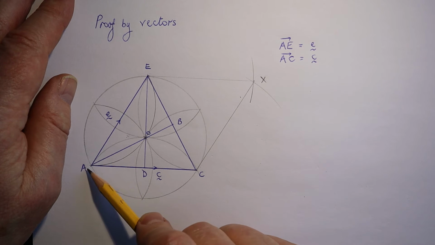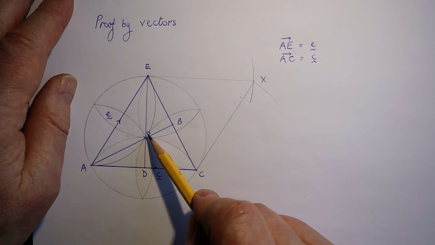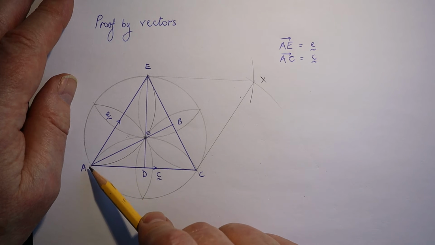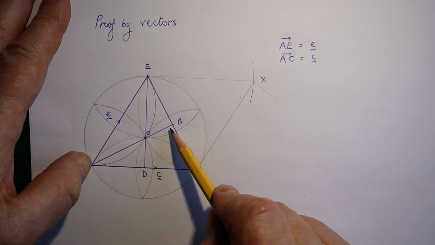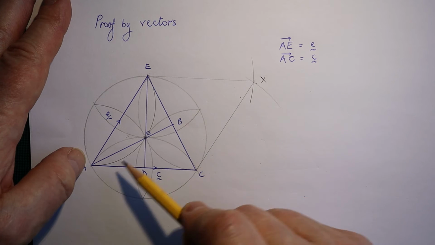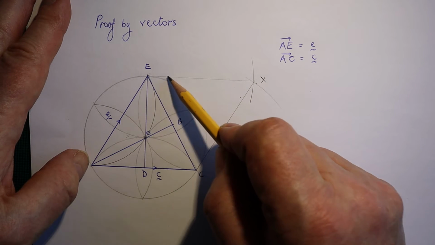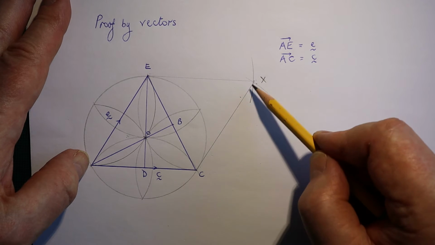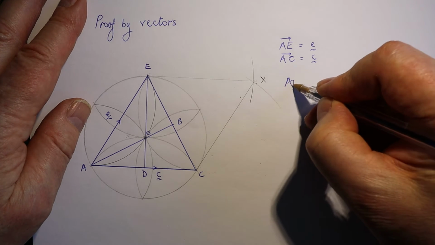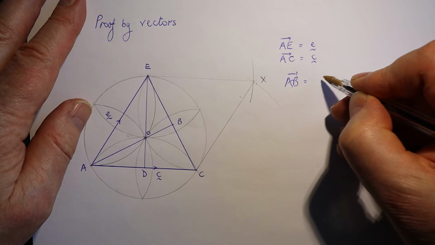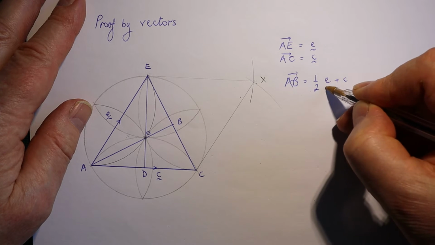We want to find two different ways of getting from A to O. And firstly, the journey from A to B is clearly half of the journey from A to X. You can see the rhombus here. So that's E, that's C again, that's vector E again. So we can simply write down that AB is equal to 1/2 of E plus C.